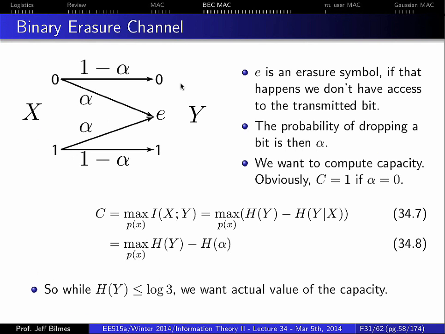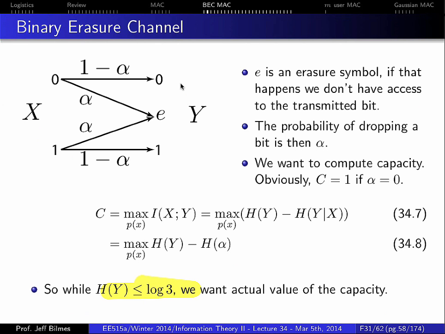So the binary erasure channel is one where x is binary, y is ternary, and what happens is that every time we want to send a bit from x, it's possible for it to erase. It gets the symbol e. If y gets a 0, we know that a 0 was sent. If y gets a 1, we know that a 1 was sent. If y gets an e, we don't know. It could be either 0 or 1. And we know that the entropy is upper bounded by log 3. Does anybody remember the capacity of this channel?